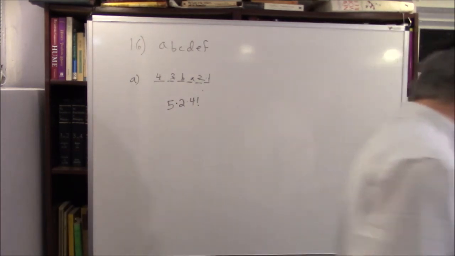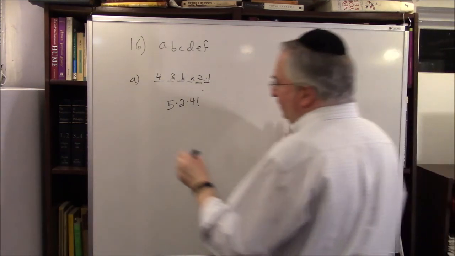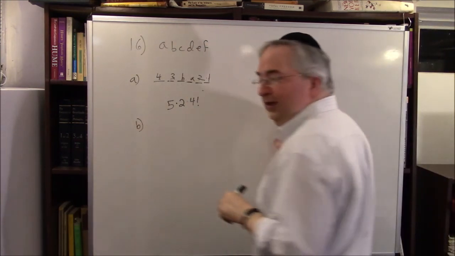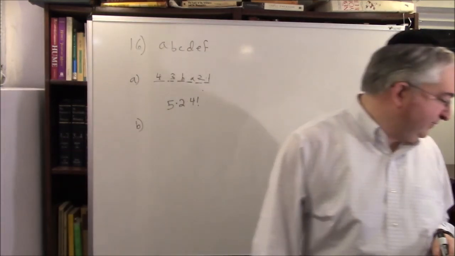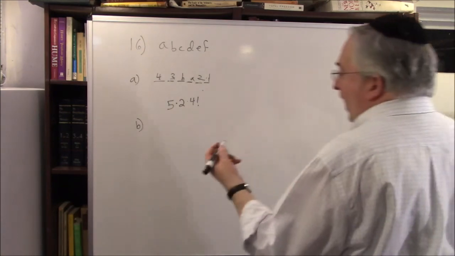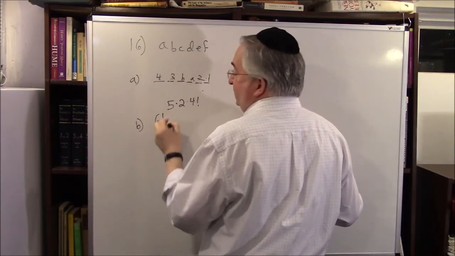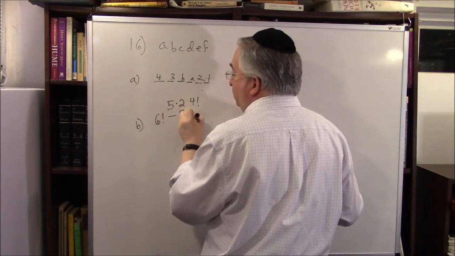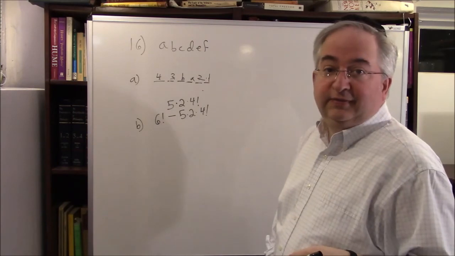Let's read part B. In how many ways can the letters A, B, C, D, E, F be arranged so that the letters A and B are not next to each other? Well, these are next to each other. How many ways are there of arranging them all together? 6 factorial. So it's 6 factorial minus 5 times 2 times 4 factorial. You get that answer.